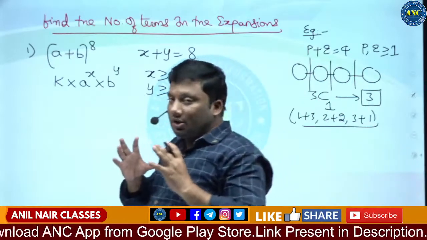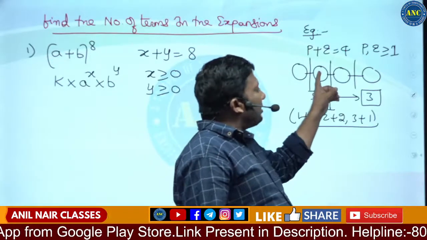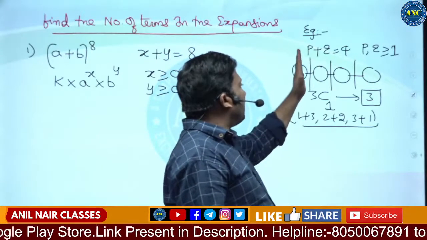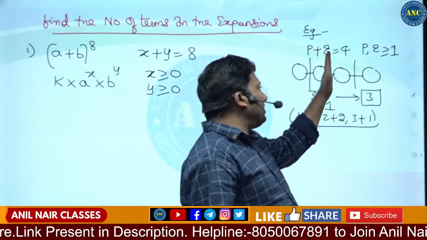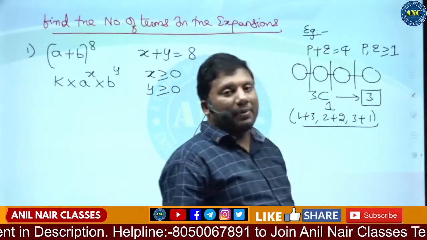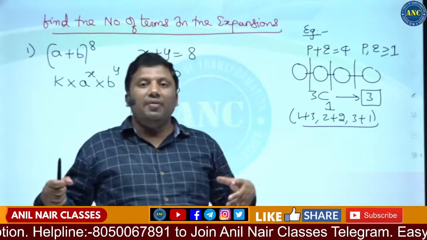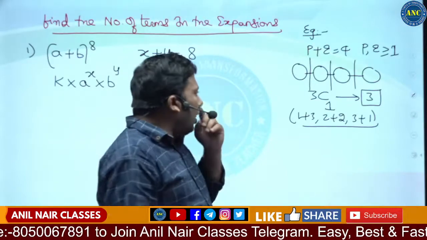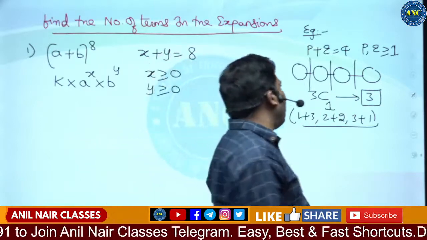P plus Q equivalent to 4. P and Q minimum value is 1. So I represent it as 4 balls. How many gaps are there? 3 gaps. If I select this gap, 1 plus 3 is one solution. If I select this gap, 2 plus 2 is another solution. If I select this gap, 3 plus 1 is another solution. Out of 4 balls kept in a line, there are 3 gaps. Out of 3 gaps, select any one gap. Answer will be 3. I hope the idea is clear.